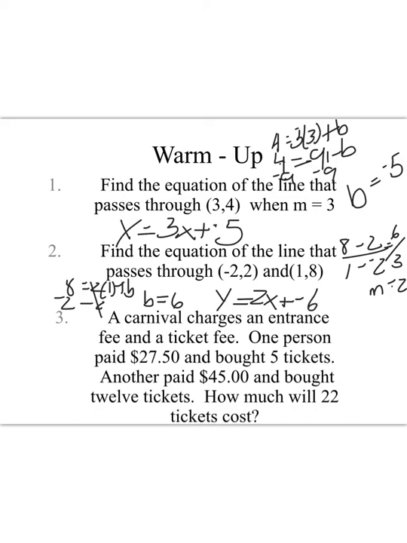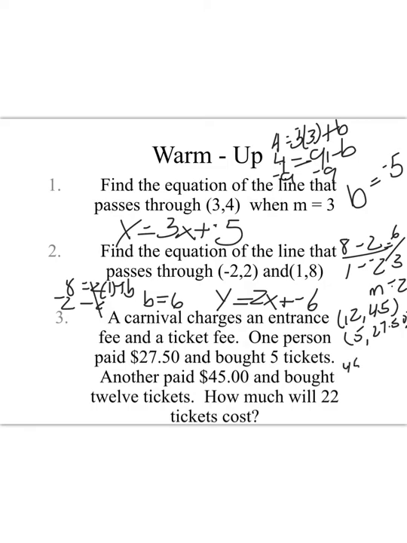And for the last one, the carnival charges an entrance fee. One person paid $27.50, 5 tickets. Another paid $45 and bought 12. So we have 2 ordered pairs, 12 and 45. We also have 5 tickets for $27.50. So we need to find our slope.